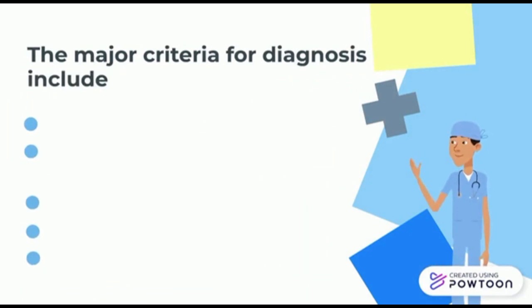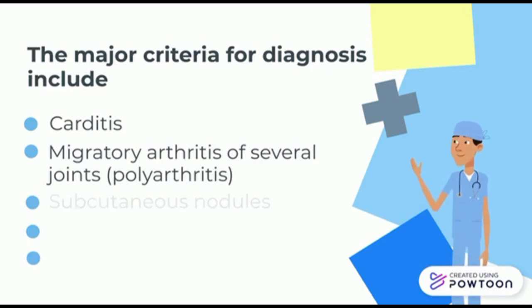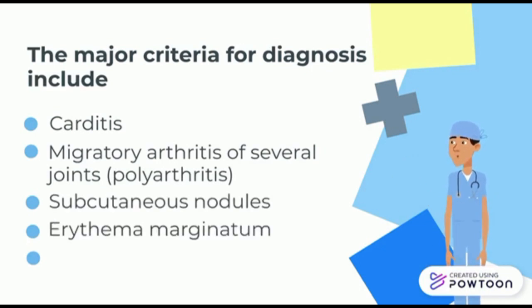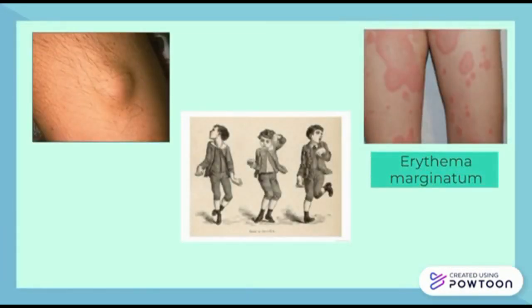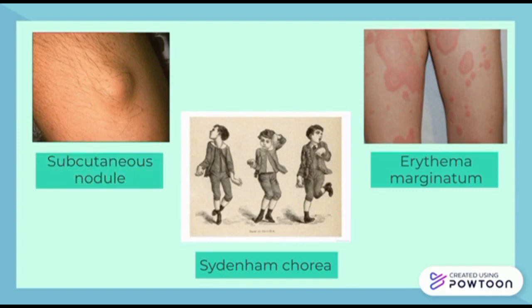The major criteria for diagnosis include carditis, which is inflammation of the heart and is also the most severe symptom of ARF, migratory arthritis of several joints, subcutaneous nodules, erythema marginatum, and Sydenham chorea. Erythema marginatum is a skin rash that typically appears on the limbs and trunk of the body, and Sydenham chorea is a neurologic disorder characterized by involuntary, purposeless, rapid movements. The next picture shown is a subcutaneous nodule.